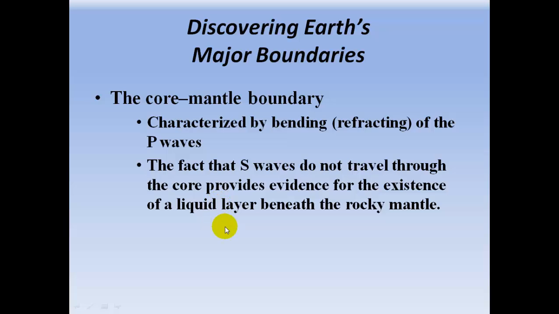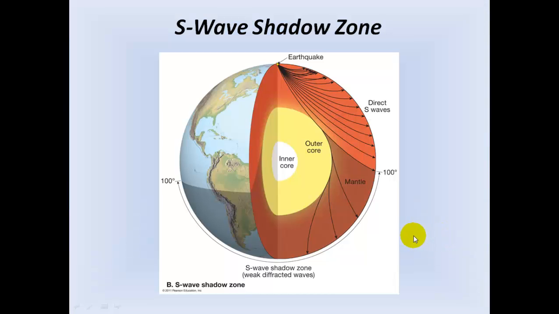The fact that S waves do not travel through the core provides evidence of the existence of a liquid layer below the rocky mantle. So in this diagram it's S waves instead of P waves, and they can't travel through this liquid layer. So our shadow zone goes from 105 degrees all the way to 105 degrees on the other side.